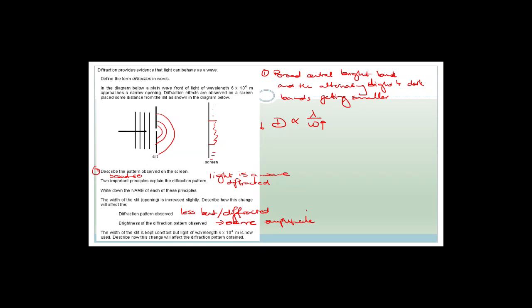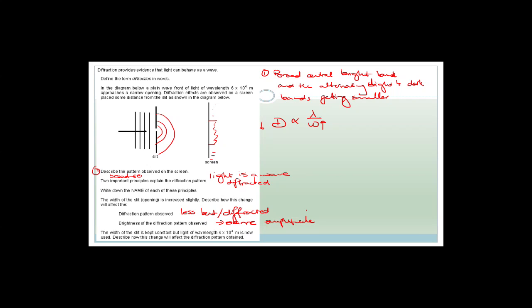Okay, so the amplitude of the wave has been effective. Now it says the width of the slit is kept constant, but a wavelength of 4 times 10 to the minus 7 meters is now used. Before, the wavelength was 6 times 10 to the minus 7. Now the wavelength is 4 times 10 to the negative 7. It says, describe how this will affect the diffraction pattern obtained.